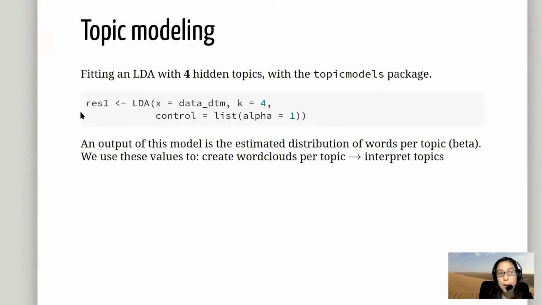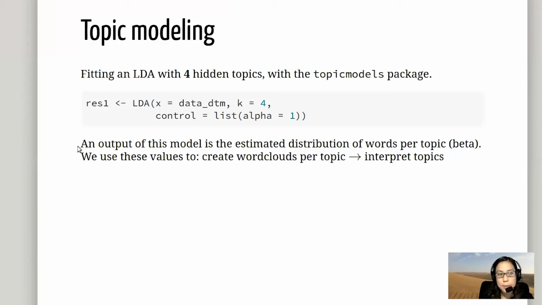So this is the way that we fit the model. It's very simple, programming wise. So we do the LDA. Normally what I do is run the LDA several times because of numerical optimization, and I get the one that maximizes the likelihood. But in this case, I'm just doing one for the demonstration. And we are storing this in an object called res1.